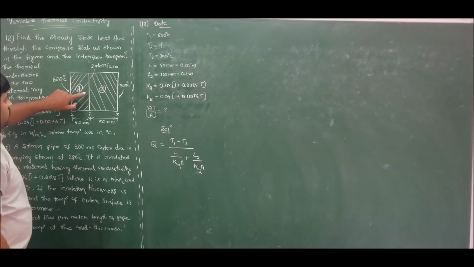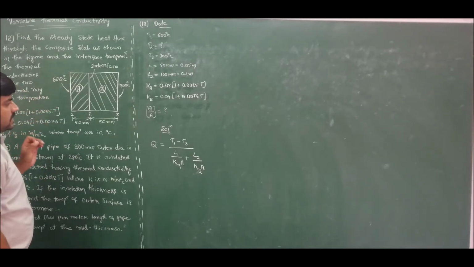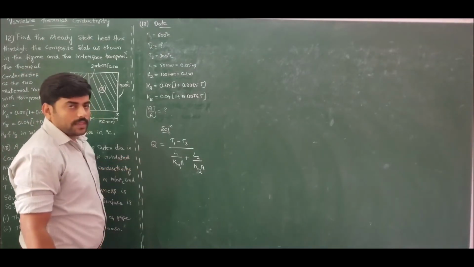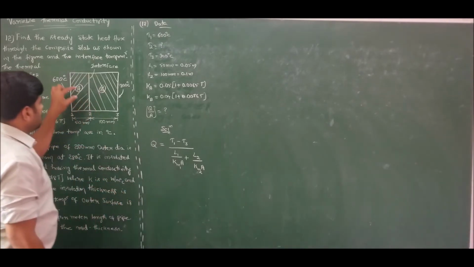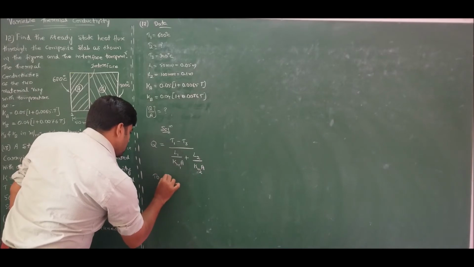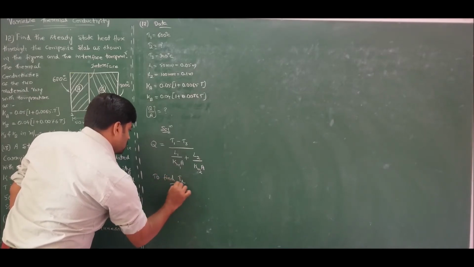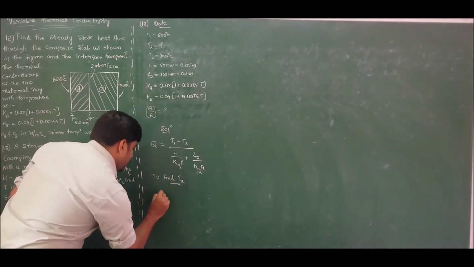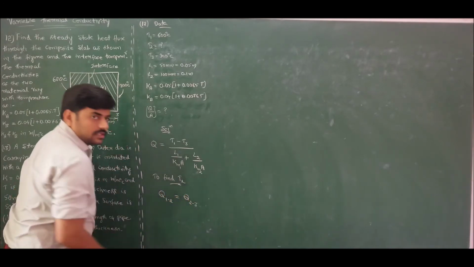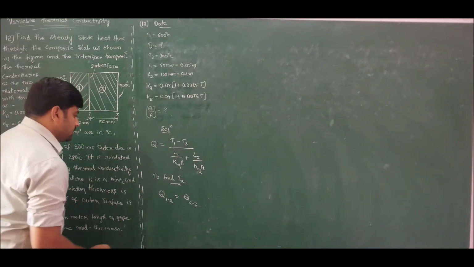Since we don't know the temperature at the interface, and also we don't know the value of heat flux, we cannot solve this problem directly. One of these should be known to us, because we have two unknowns, Q and T2. So first let us solve for T2. If I solve for T2 first, then I can solve for Q. To solve for T2, we can take that Q1 to 2 is equal to Q2 to 3. This you already know for steady state heat transfer.